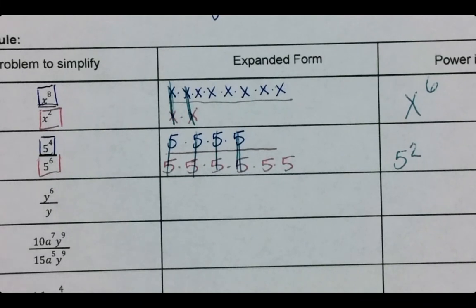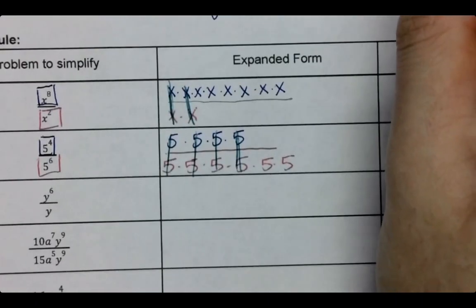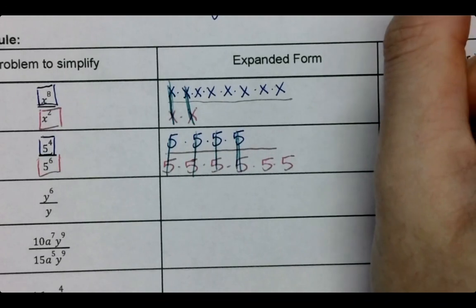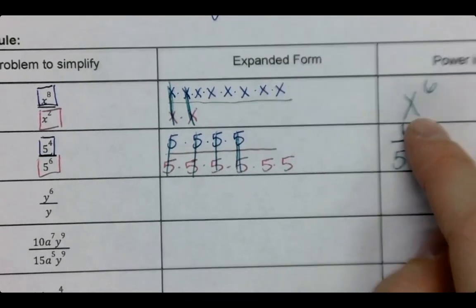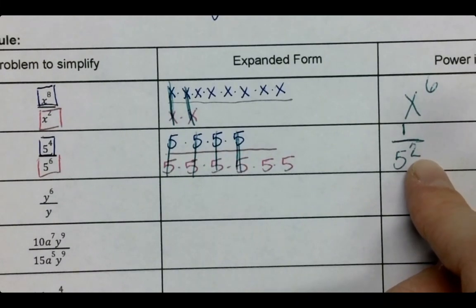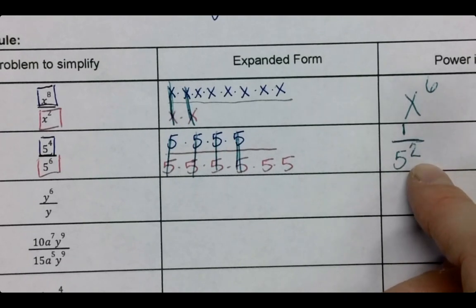That's much different than this, which is a fraction. So you have nothing left on top, right? You have 0 5s left on top, which means you have 1, right? Going back to that 0 rule. So this is actually 1 over 5 squared.